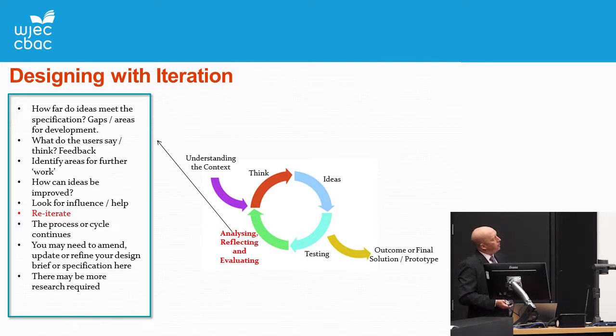How far do my ideas meet the spec? Where are the gaps? What do the users think? What do they say? Let's get some feedback. What are the responses from the target market? Identify areas for further work. What needs to be refined? What changes need to be made? What other things do we need to introduce to get this idea to be better? Again, looking for influence, and then this thing of reiterate. The process is a cycle, so again, we rotate around and around and around, okay, in order to get that process running.